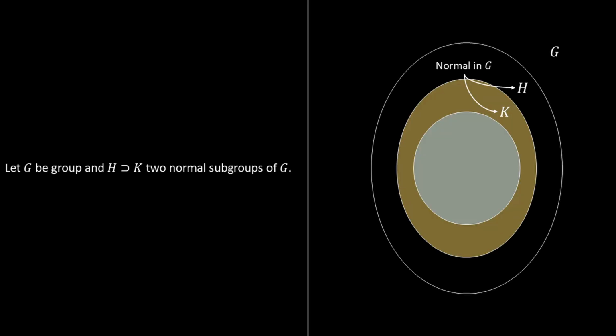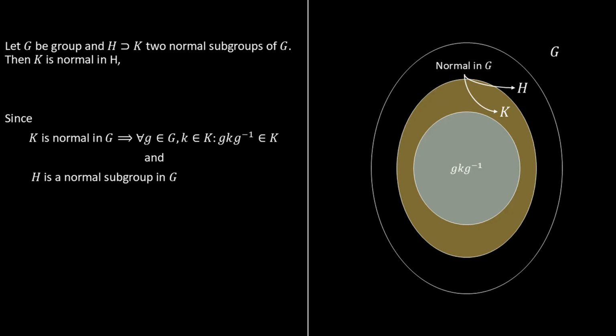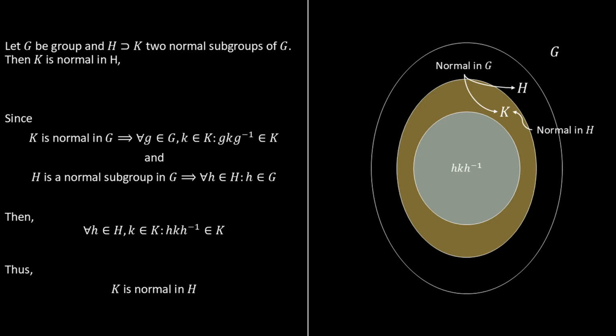First of all, I have the setup. Let G be a group and H, K two normal subgroups of G where H contains K. Then the first claim is that K is normal in H. Since K is normal in G, for all g in G and k in K, g k g inverse is in K. And H is a normal subgroup in G, which implies all h in H is also in G. Then for all h in H and k in K, h k h inverse is in K. Thus, K is normal in H.